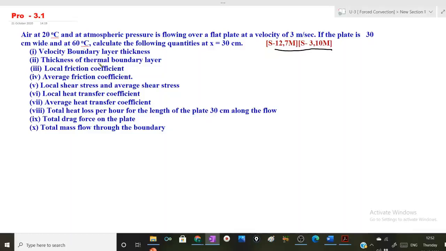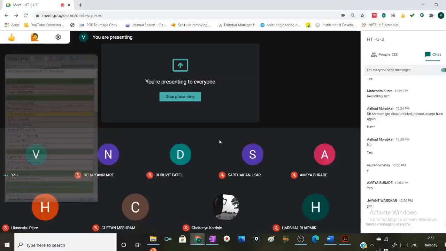Velocity boundary layer thickness, thermal boundary layer thickness, local friction coefficient, average friction coefficient, local shear stress and average shear stress, local heat transfer coefficient, average heat transfer coefficient, total heat loss per hour for the length of the plate, 30 centimeter along the flow, total drag force on the plate, and total mass flow through the boundary. Please go through this problem once again on your own.